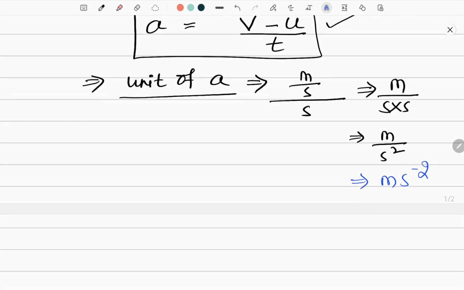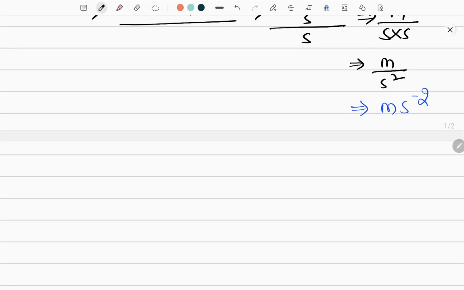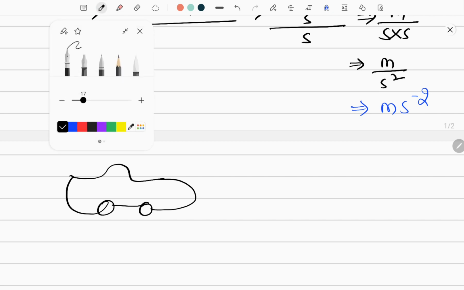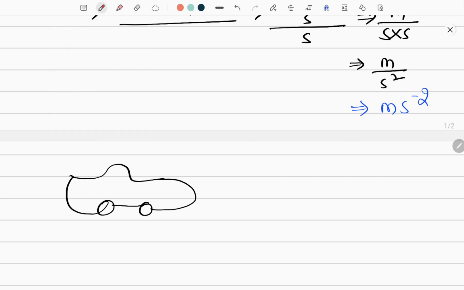Now let us look into this. What does meter per second square mean? For example, there is a car. This car is constant right now for us in this series of videos.